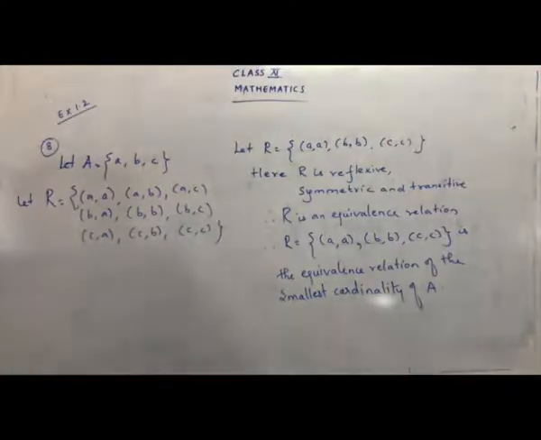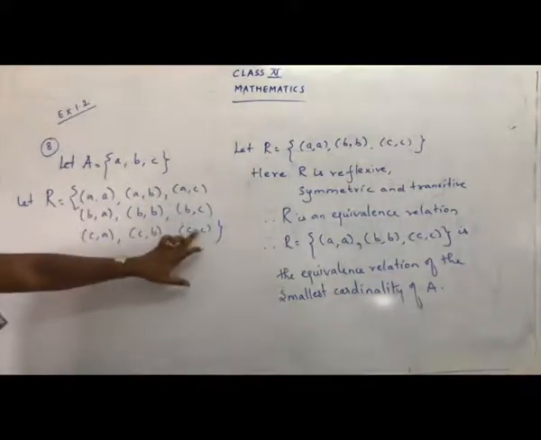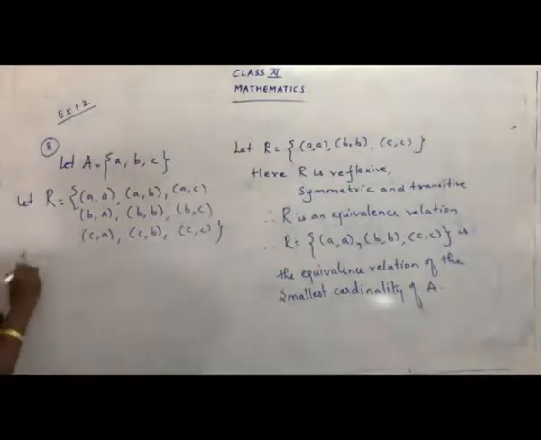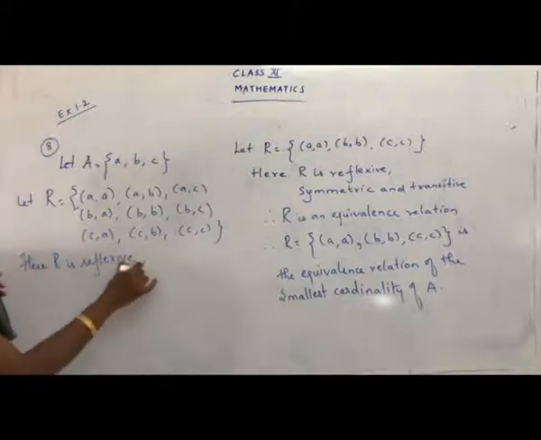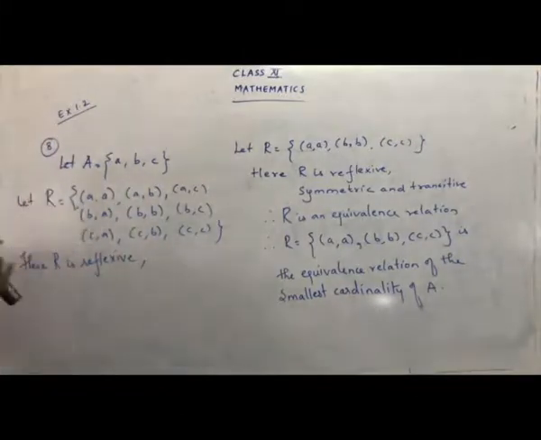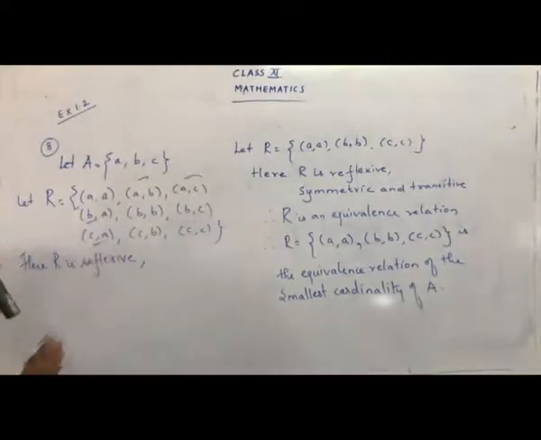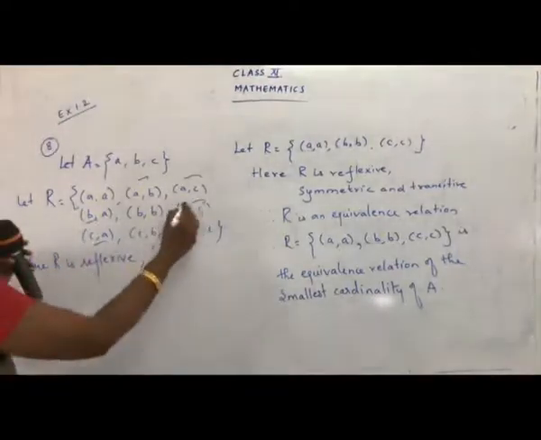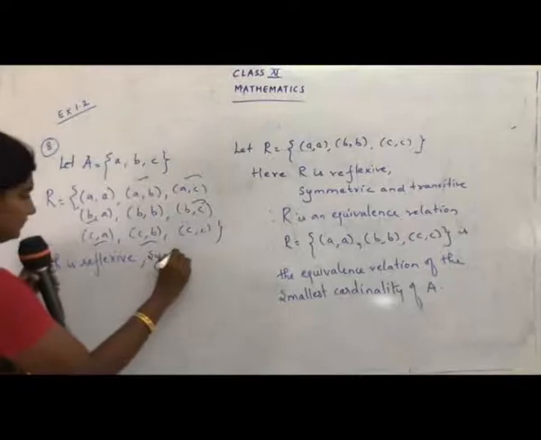Now let us check whether it's reflexive, symmetric and transitive. Reflexive, yes: A related to A, B related to B, C related to C. So R is reflexive. Let's check for the second part, symmetric. Yes, see, A related to B, so B related to A. We have A related to C, C related to A. B related to C, C related to B. So we say R is symmetric.